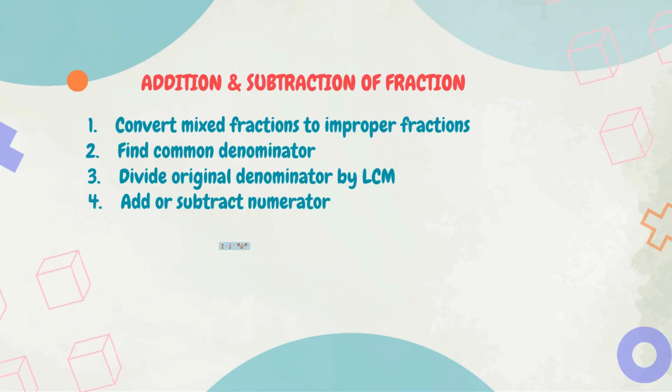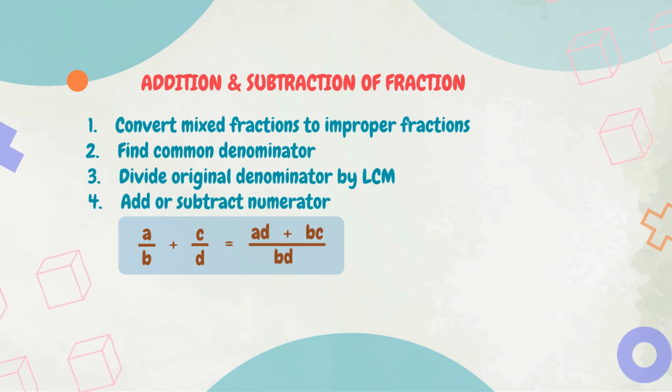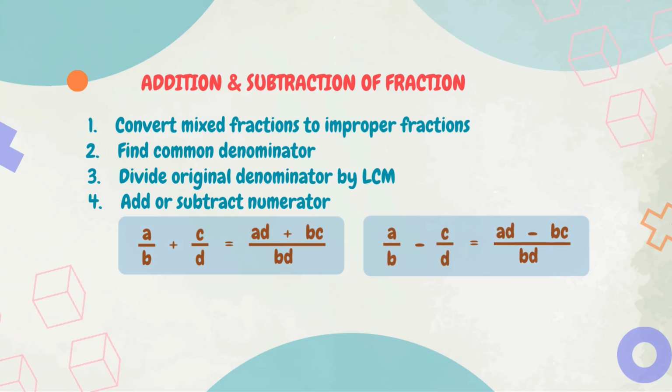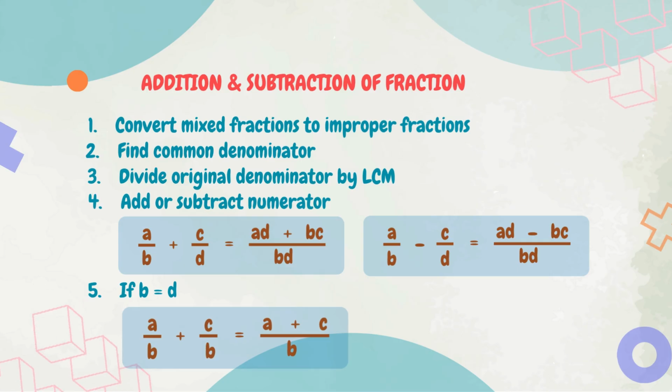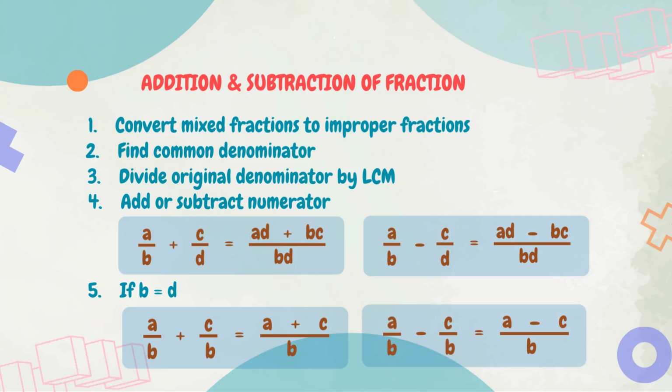In short, if a over b and c over d are fractions, then a over b plus c over d equals a times d plus b times c over b times d. And a over b minus c over d equals a times d minus b times c over b times d. If b equals d, then a over b plus c over b equals a plus c over b. And a over b minus c over b equals a minus c over b.